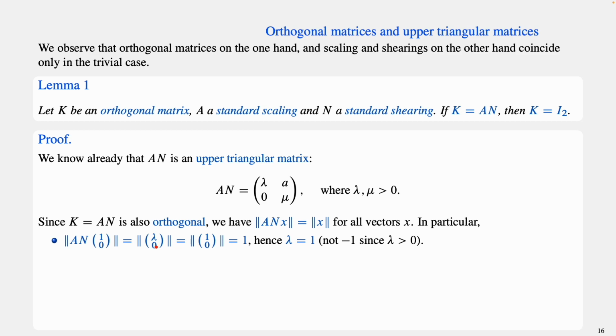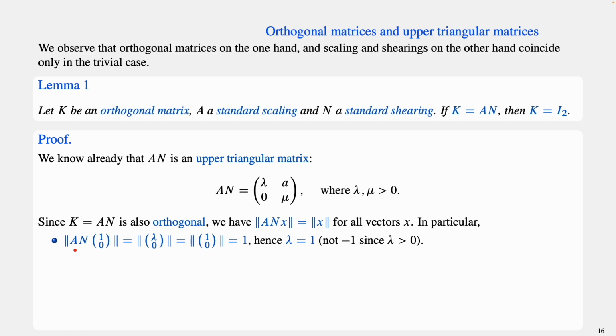And well, just from this equation, it could also be lambda equal to -1, but we can exclude that because we know that lambda is positive. Because, again, A is a standard scaling, so lambda is positive. We can't get -1 as a solution here, so we get lambda equal to 1. So already we know this one, this entry has to be 1 if this matrix is orthogonal.